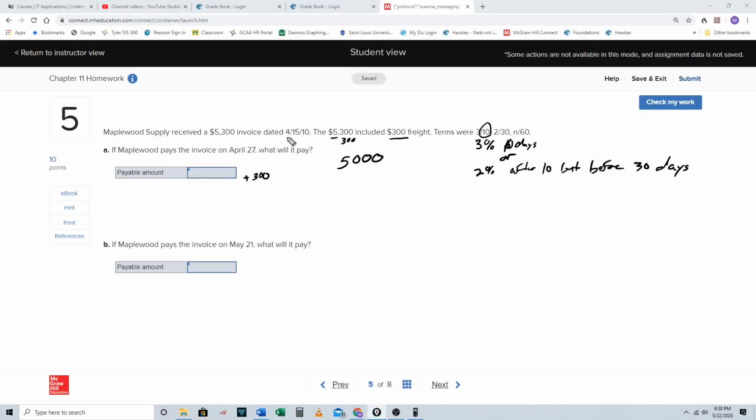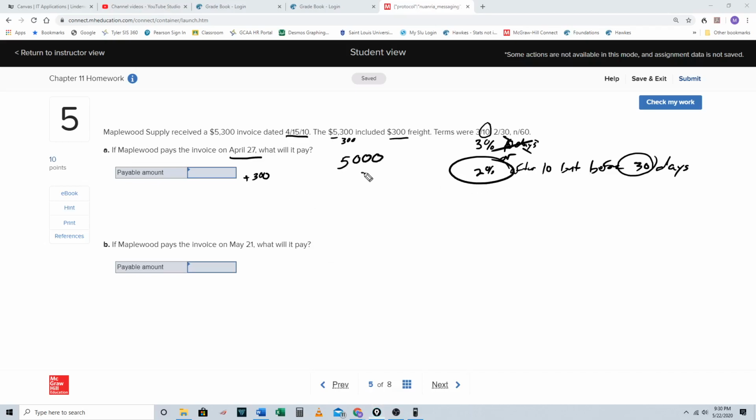Now, being that it's invoiced on the 15th and they paid on the 27th, they're not going to meet the 10 days. 10 days would be the 25th. Even then, you have to pay before 10 days. The 25th is too late. The 24th would be the last day they receive the discount. But they definitely paid before 30 days. So they're going to get the 2% discount.